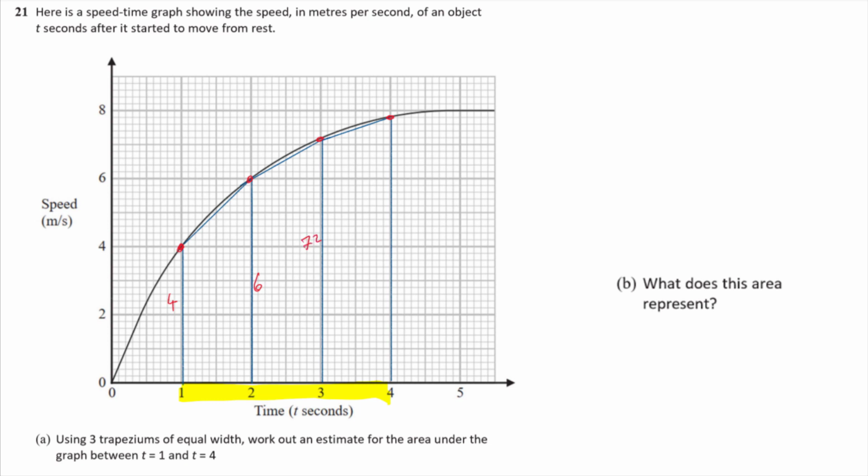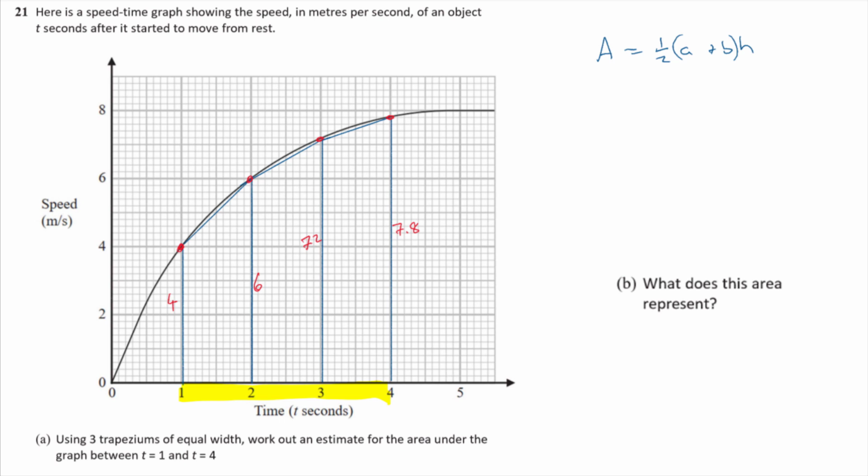7.2. And then this one is 7.8. Okay. So we've got 3 trapezium. The area of a trapezium is a half (a plus b) h, isn't it? The 2 parallel sides added together, halved, and then multiplied by the distance between them.